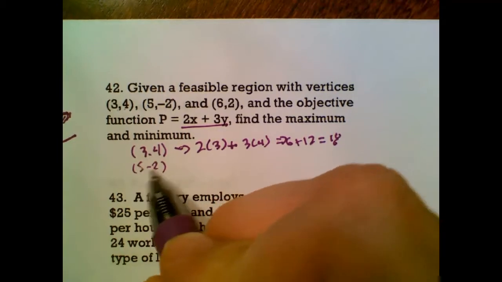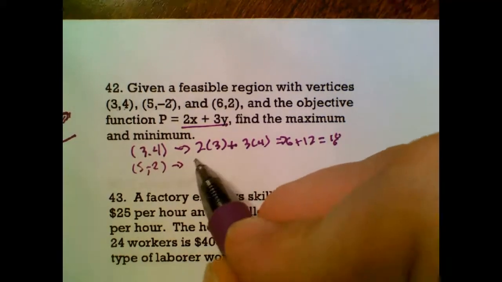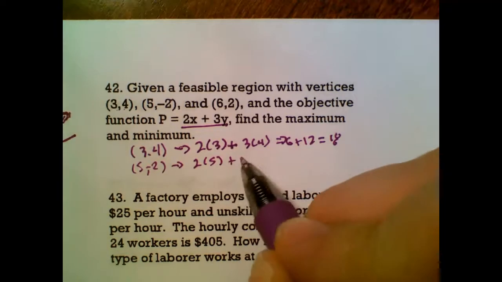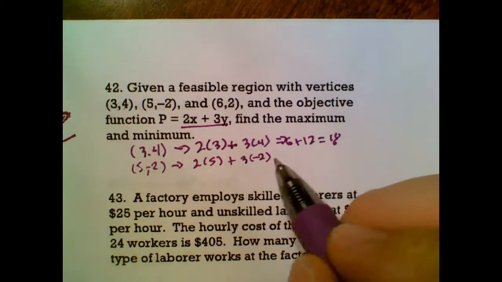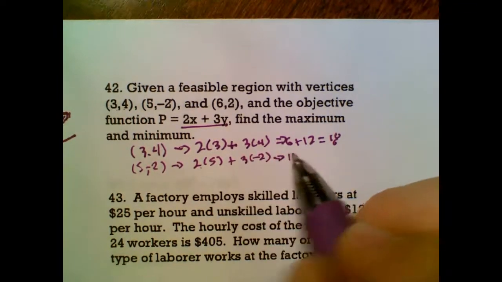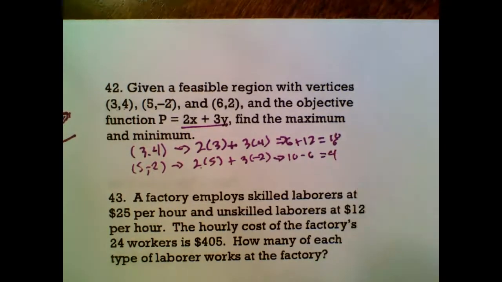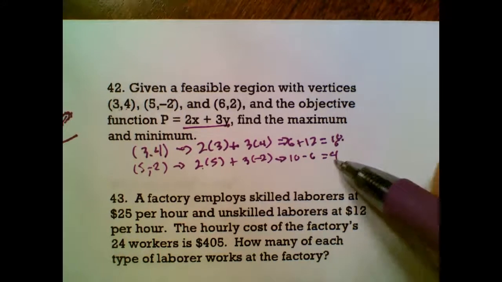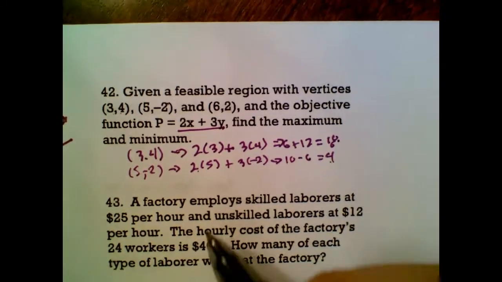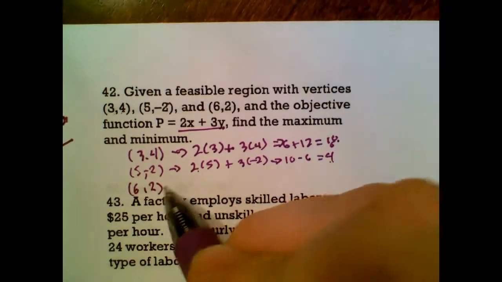We also have 5, negative 2. Okay, so let's put that in there. We have 2 times 5 plus 3 times negative 2. This gives us 2 times 5 is 10. 3 times negative 2 is minus 6. So this gives us 4. Okay, so far our max is 18, our min is 4. Okay, let's try our last point of 6, 2.